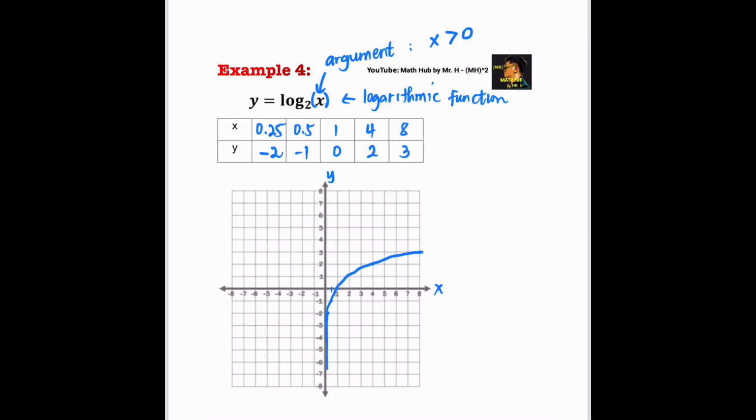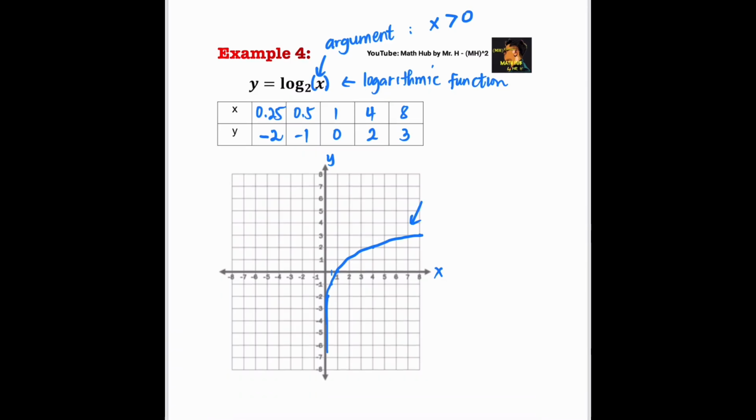So sorry about the graph. It looks like it's touching the y-axis, but if the graph is perfectly drawn, this graph right here will not touch the y-axis. It's going to be getting closer and closer to the y-axis, but it's never touching it. So this is the graph of y equals log base 2 of x.